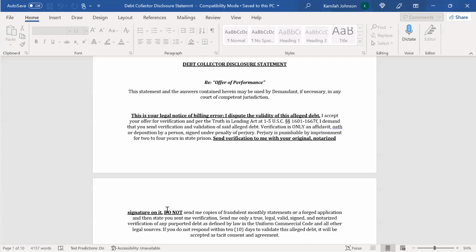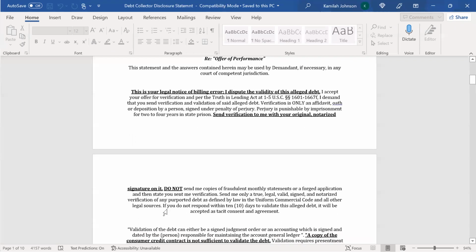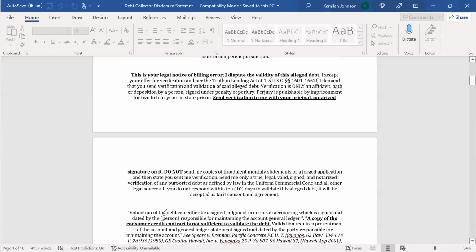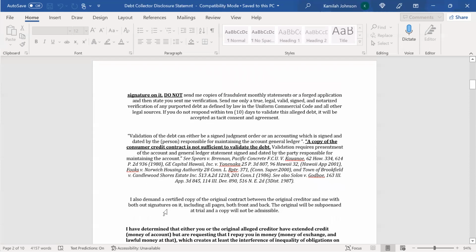Verification is only an affidavit with an oath of deposition by a person signed under penalty of perjury. Penalty of perjury is punishable by imprisonment for 2 to 4 years in the state prison. Send verification to me with your original notarized signature on it. Do not send me copies of fraudulent monthly statements or forged applications. And then state you send me verification. Send me only true, legal, valid, signed, and notarized verification of any purported debt as defined by law in the Uniform Commercial Code and all other legal sources.